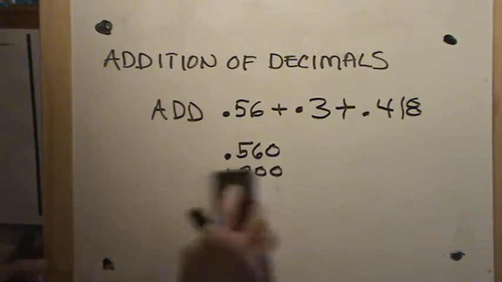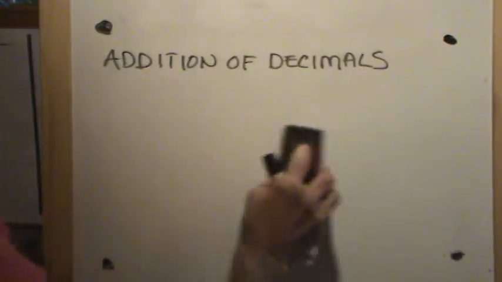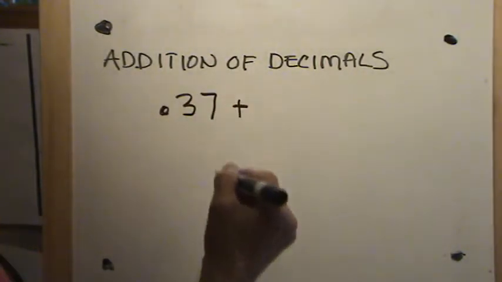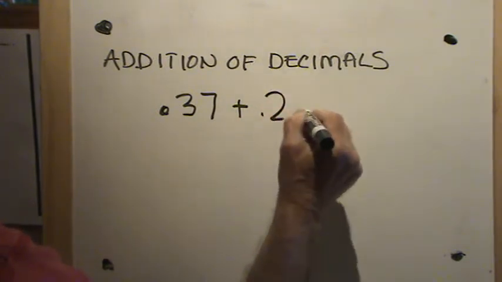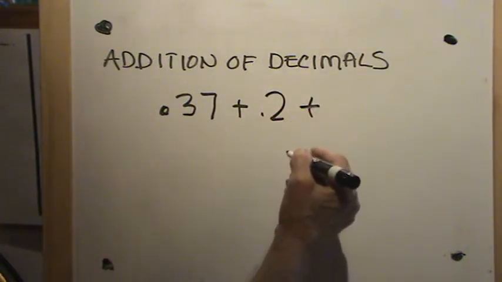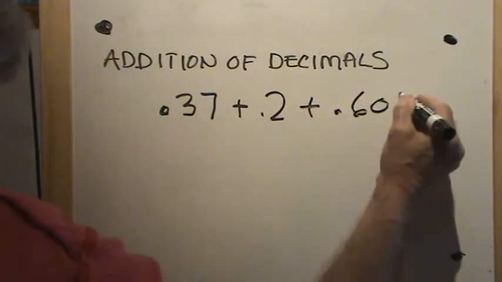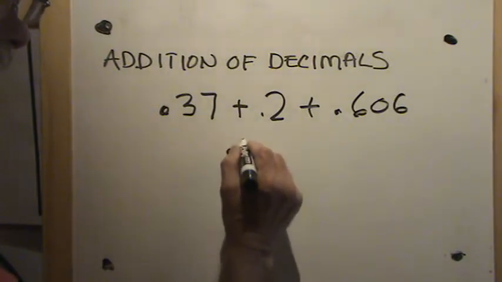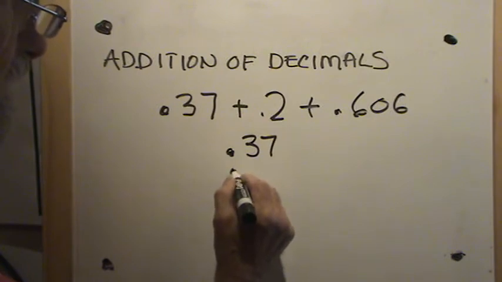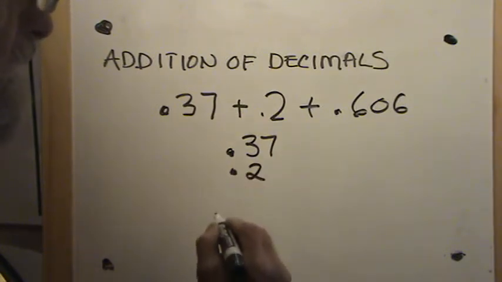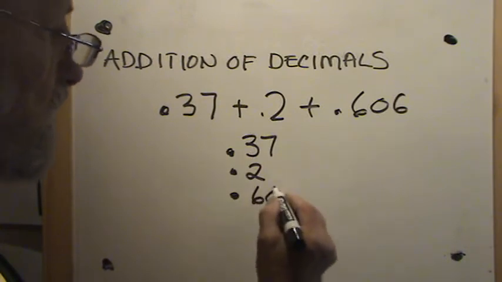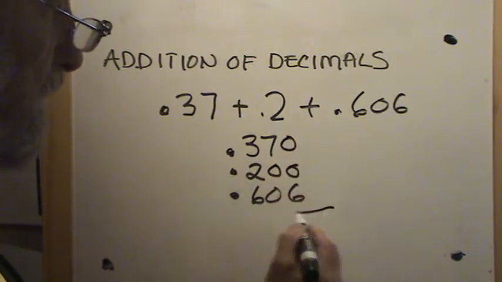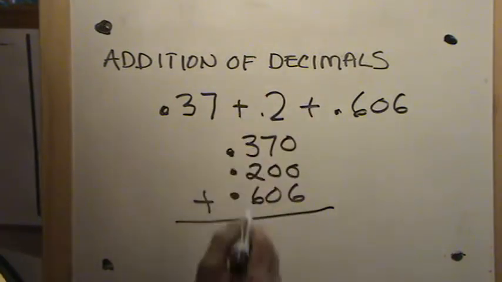Well, let's just take a look at another problem here. Let's try this one. 37 hundredths plus 2 tenths plus 606 thousandths. So I'm going to rewrite the problem. 37 hundredths, 2 tenths, 606 thousandths. I'm going to put some zeros in as placeholders so that I can keep everything in a line.